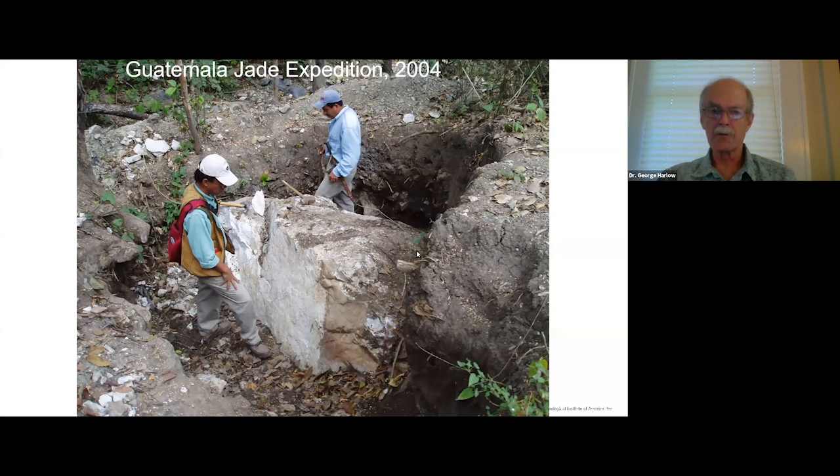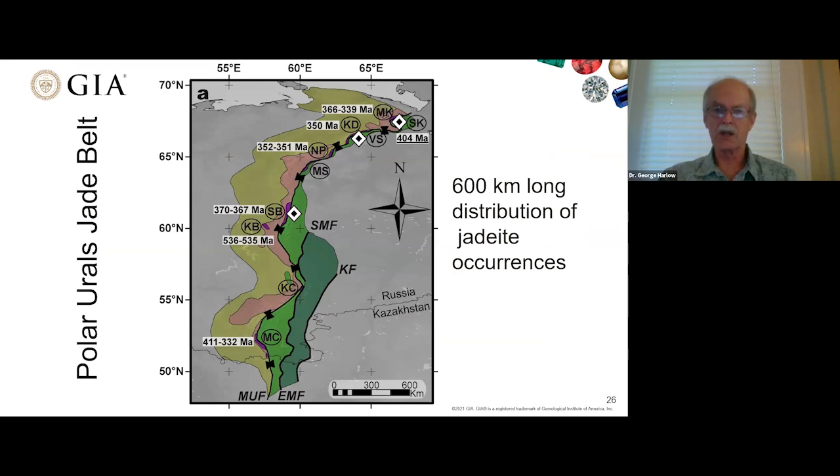Here's another block from another trip in 2004, where they excavated around it, and it was a source of an unusual kind of jade called Jade arco-iris, which is a very colorful kind of jade.